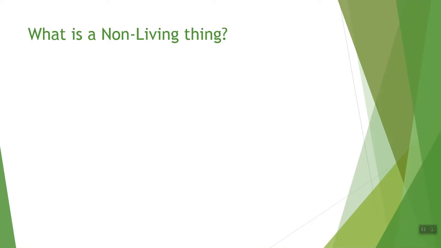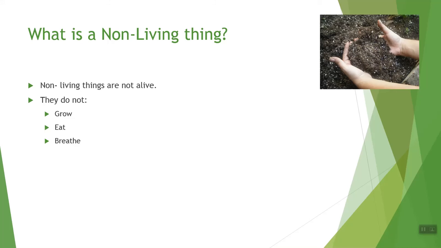What is a non-living thing? Non-living things are not alive. They do not grow, eat, or breathe. An example of a non-living thing is dirt. Dirt is not a living thing. It does not grow, eat, or breathe.